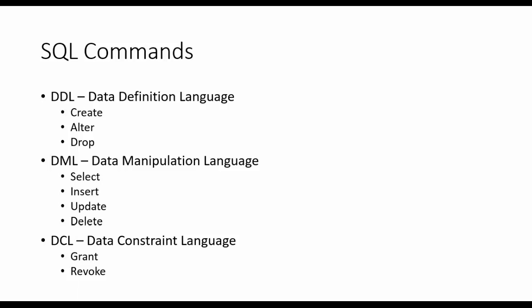Next, we will see about the basics of RDBMS: what is a table, what is a row, and what is a column.